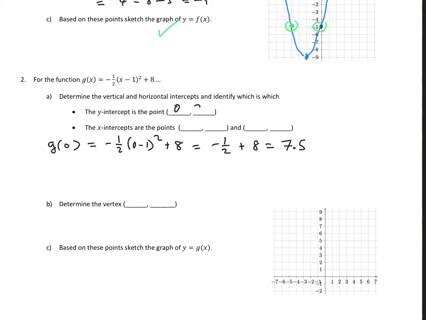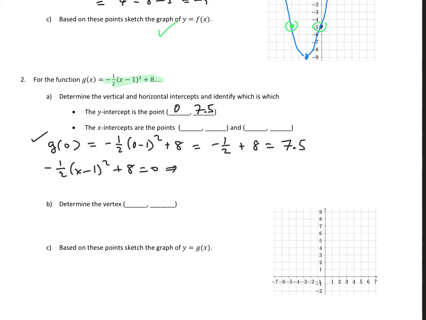So (0, 7.5) is going to be my y-intercept. The x-intercepts are going to come from setting the formula for the outputs to zero. Hopefully you're noticing that it's the same thing I'm doing in both cases. The algebra steps will be a little bit different depending on the form, but again, the meaning of what I'm doing is the same each time. So I would have this equation.